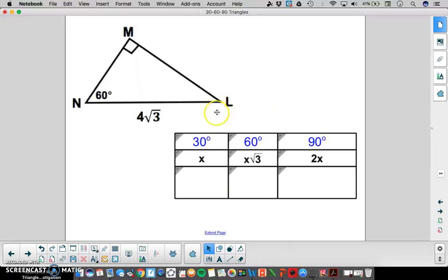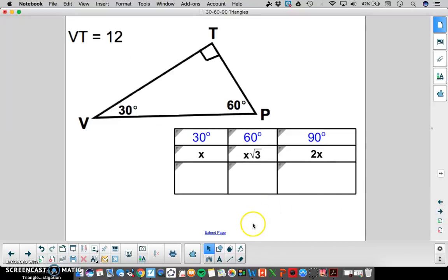This is an example I'd like you guys to try. We're given the side across from the 90-degree angle. You need to find x and x root 3 parts of the pattern. In this example, we're given VT is 12. That's across from the 60. So that's your x root 3 part of the pattern, and you need to find x and 2x.